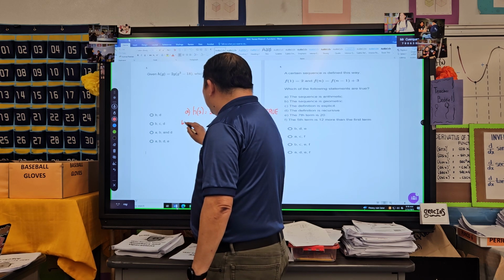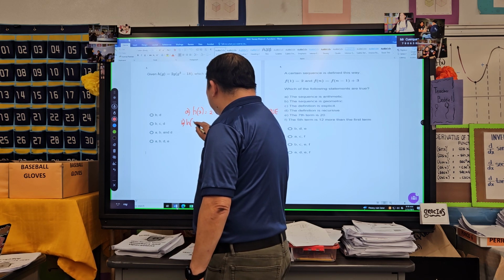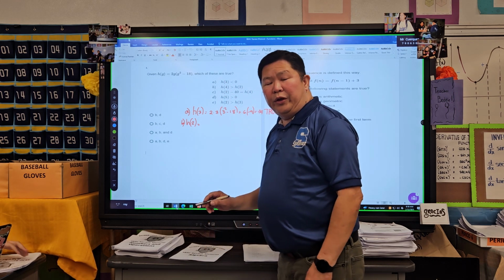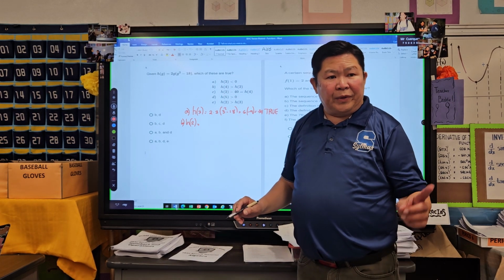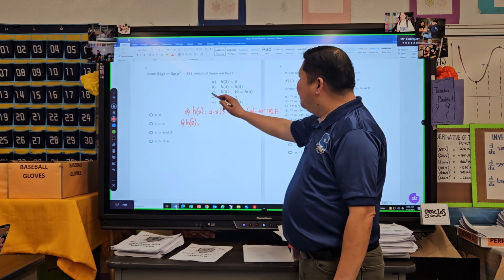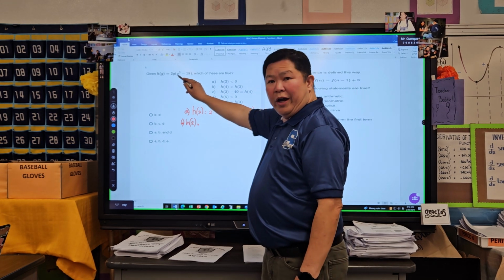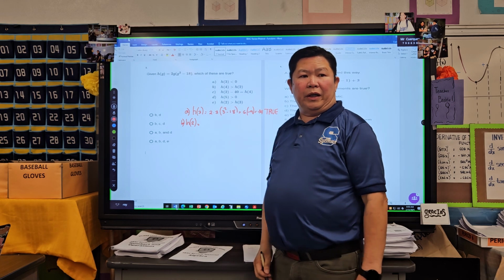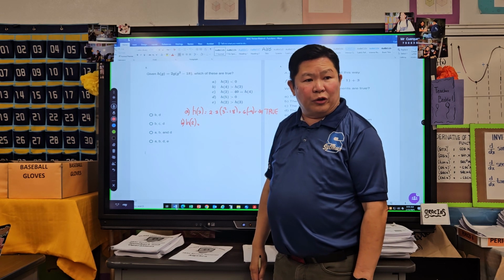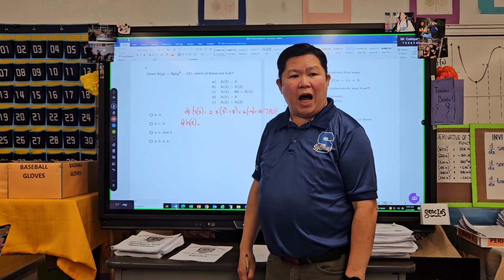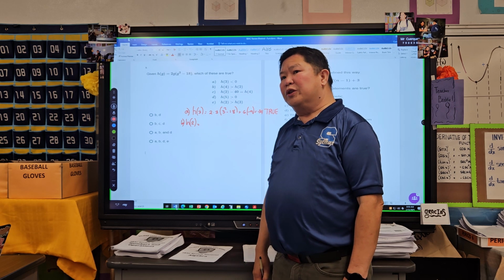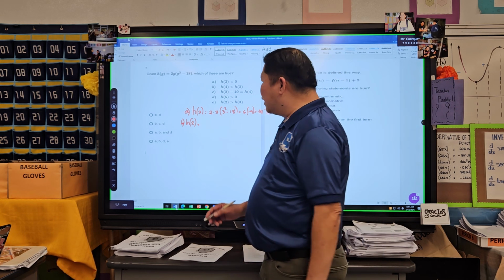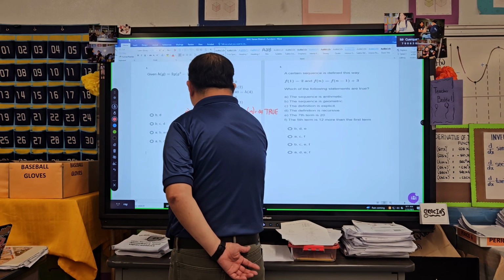So for letter B, we say first h of 2. So this means 2 times 2, right? Can we do mental math right away? So look here. This must be 4, right? Then 2 squared, so 4. So that means 4 minus 18, so negative 14. Negative 14 times 4. What is negative 14 times 4? Negative 56. Okay, so h of 2 is negative 56.